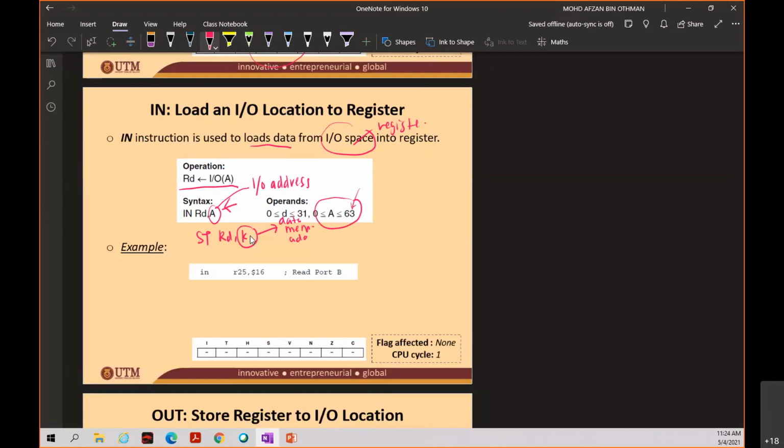This is the example here: IN R25, 0x16 means that you're going to read the value from Port B and put it into R25. Or you can simply use the register name, which is equivalent to IN R25, PINB. Instead of using the IO address, you can use the register name. Again, none of the flags are affected. And this instruction takes 1 CPU cycle.